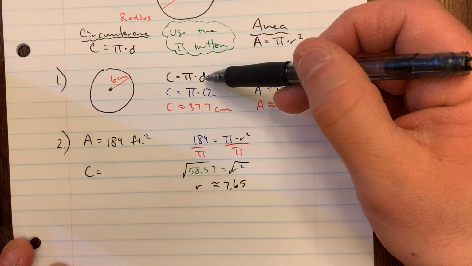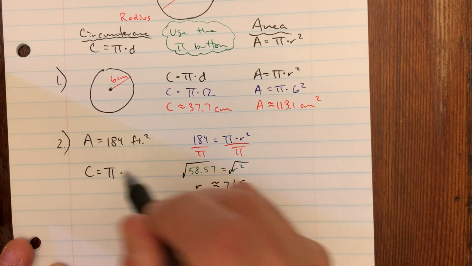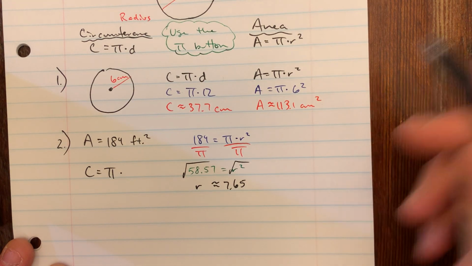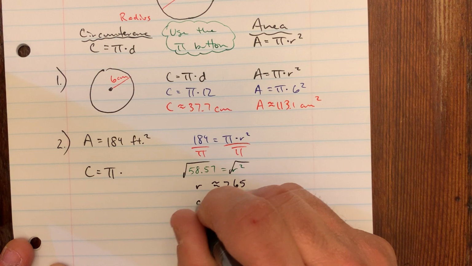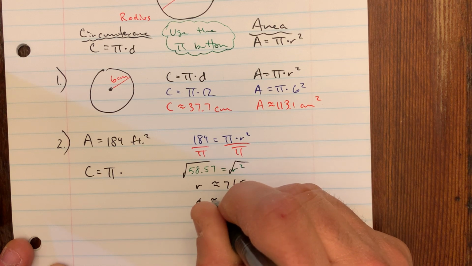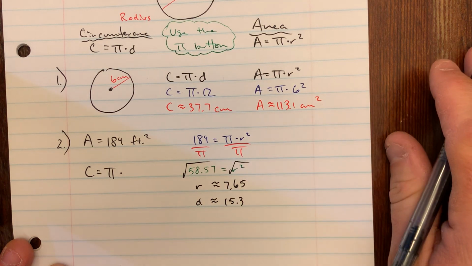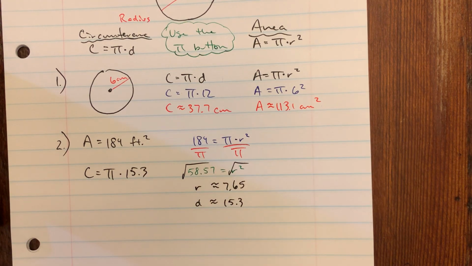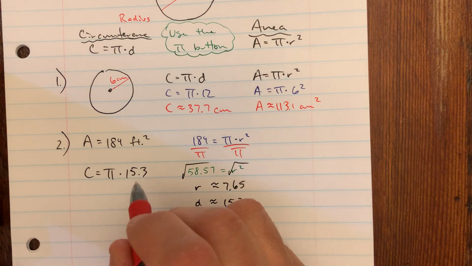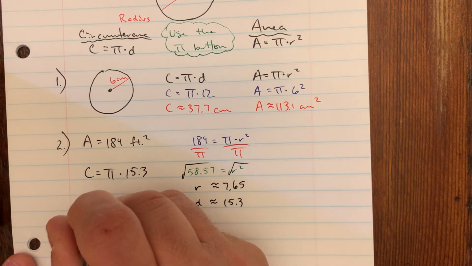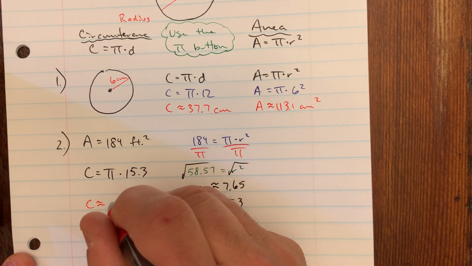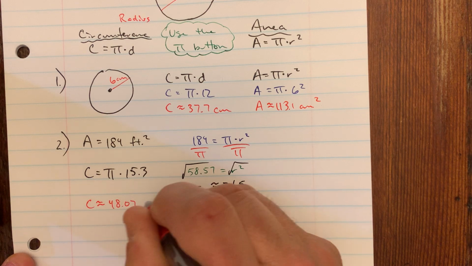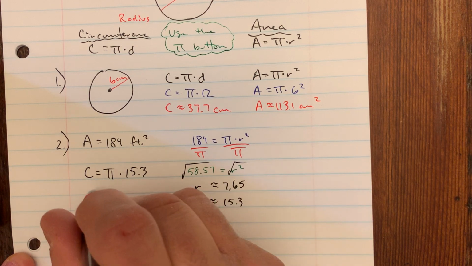But we want to find the circumference. Circumference is pi times diameter. I need to go pi times the diameter, and they're only giving me the radius. So I need to multiply that by 2 to get the diameter, which is about 15.3. So I'm going pi times 15.3. And when I multiply those, 15.3 times the pi button in my calculator, I get circumference is about 48.07 feet.